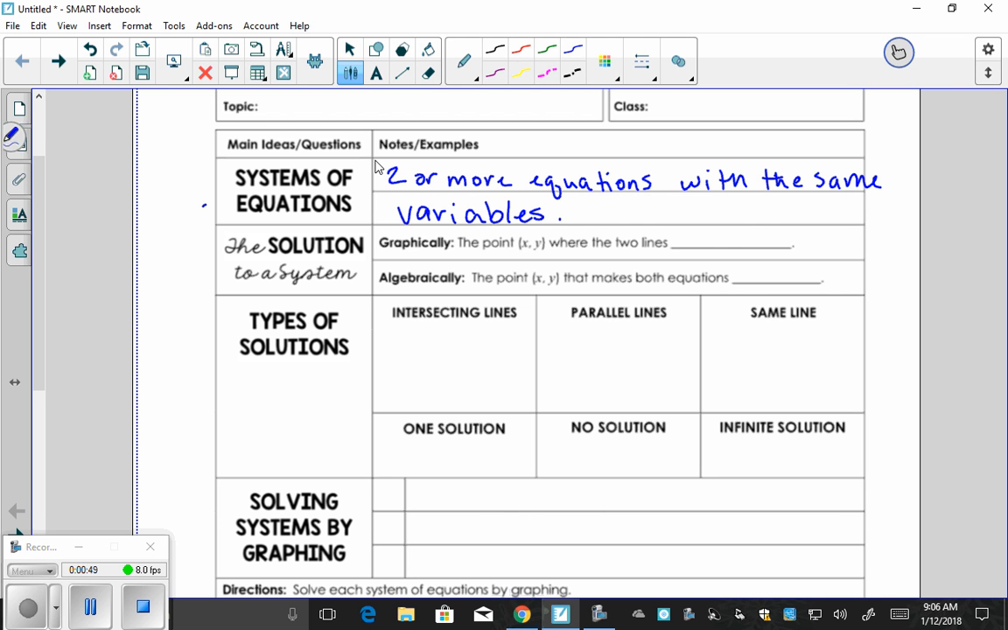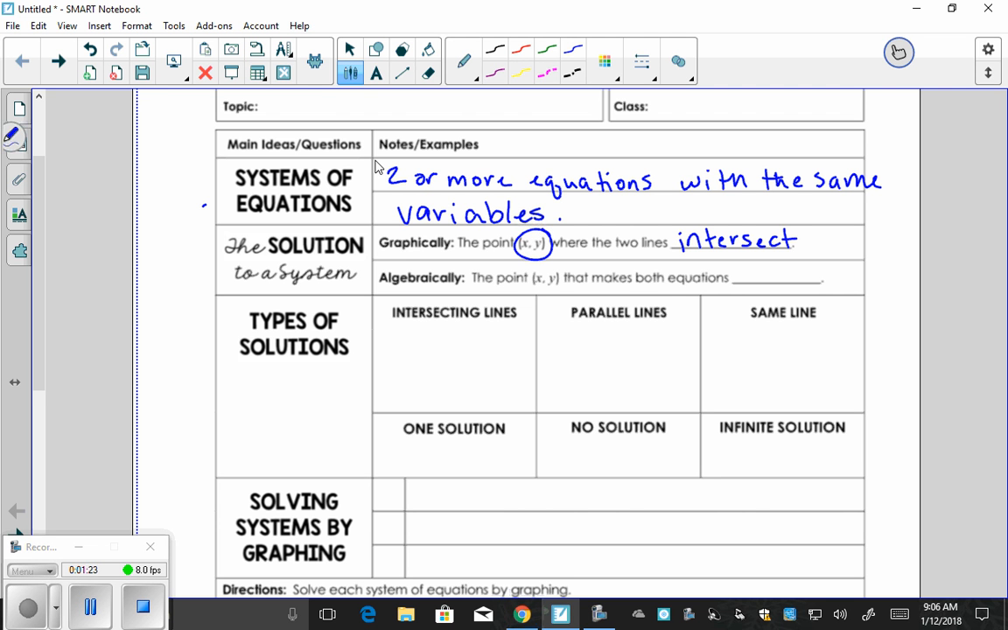When we're solving systems of equations, you can solve by two ways. The first way is by solving graphically, which means that the points where x, y is where the two lines intersect, or where they cross. So where two lines cross, that is your answer. Your answer is going to be written as an ordered pair, hence the x, y. So this is an ordered pair. That would be your answer.